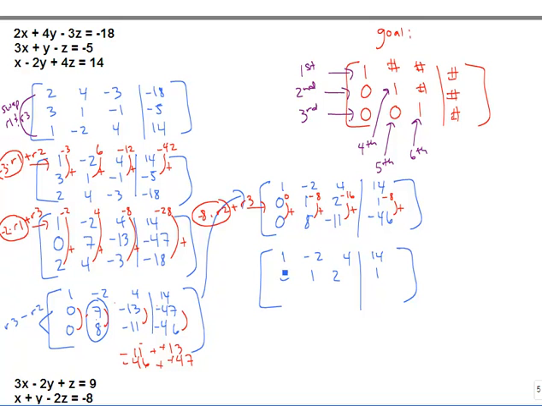0 plus 0 stays 0. Negative 8 plus 8 is 0. Negative 16 plus negative 11 is negative 27, and negative 8 plus negative 46 is negative 54. So we have our 1, 0, 0, our next 1 and 0. The last thing we need to get is this last 1.